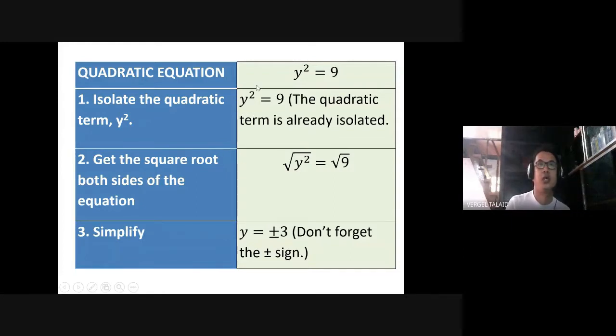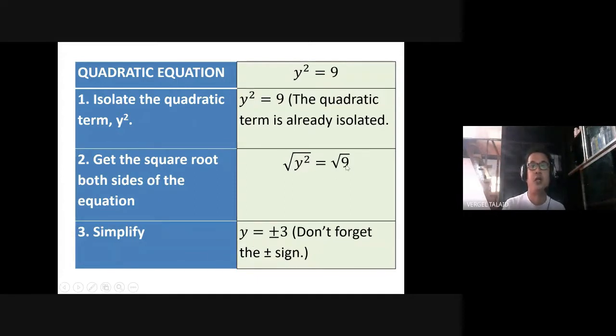You've noticed that on the left side, we only have y squared, which is the quadratic term, so it is already isolated. Proceed to the next step: get the square root of both sides of the equation. So you are going to extract the square root of y squared and also the square root of 9. Now, the square root of y squared is y. Take note, the square root of y to the power of 2 is only y.